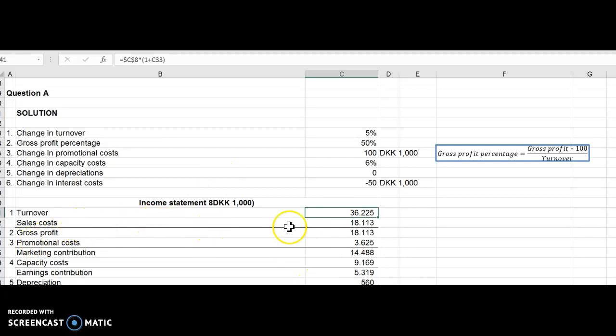The sales cost, it's a little bit complicated, but because we have to go to the gross profit, because we are told that the gross profit as a percentage is 50%. So therefore we calculate this one. It has to be 50% of the turnover or revenue. So therefore it's 18,113. And then we can calculate the sales cost, and it will of course also be 50%, 18,113. Then promotional cost, they increase by 100, so it's 3,625.